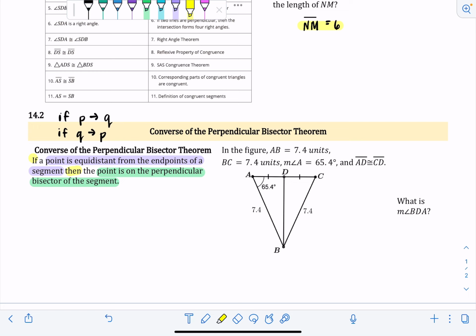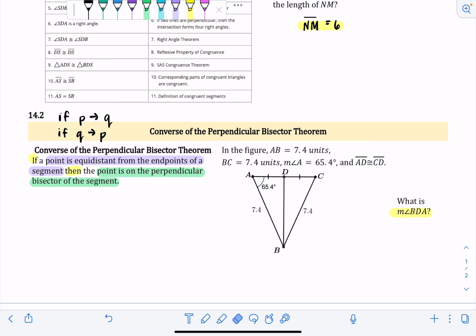In the figure, AB, the distance between A and B, is 7.4 units. That's labeled for us right here. The distance between B and C is 7.4 units. And then the measure of angle A is 65.4 degrees right in here. It's labeled for us as well. And segment AD is congruent to segment CD. So that's labeled for us also. So everything that was given to us is also labeled on the graphic. And then we want to find the measure of angle BDA.